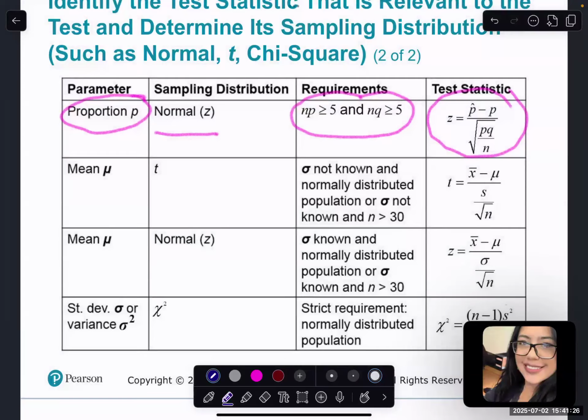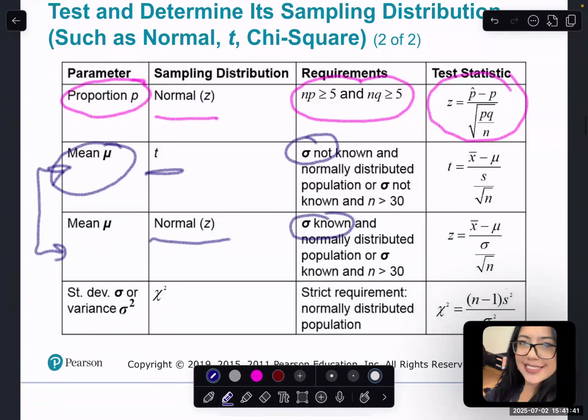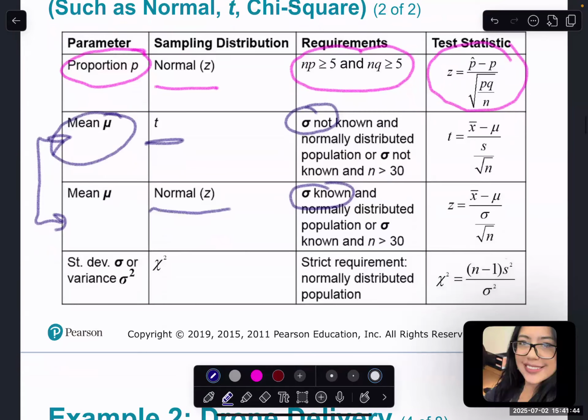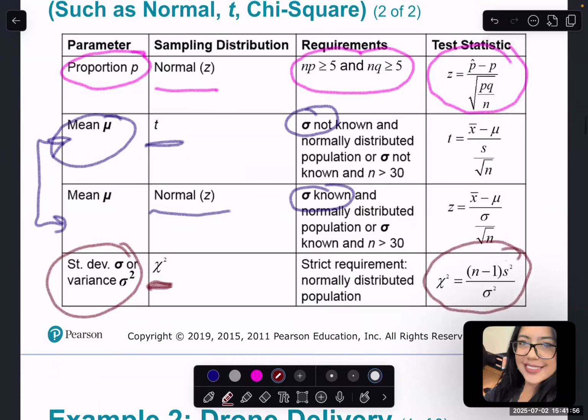If your parameter is a mean, then we're going to use a t distribution, a student t. Remember, there are two cases for the mean. If sigma is not known, you're going to use a student t. If sigma is known, you're going to use a normal z distribution. You're going to have either a t-score or a z-score. And if you have a standard deviation, you're going to have a chi-square distribution, where your chi-square test statistic is n minus 1 times s squared over sigma squared.